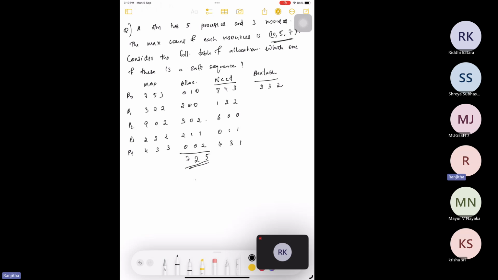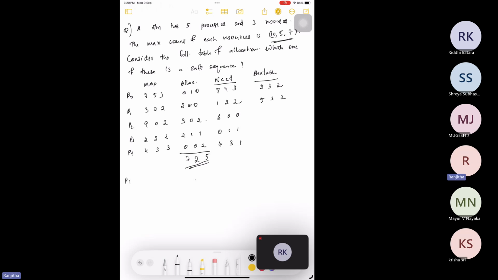No, ma'am. P1 can be executed, and P3 can be executed. Okay, let's go for P1. So if we allot to P1, then this will come here. So it becomes 5, 3, and 2.